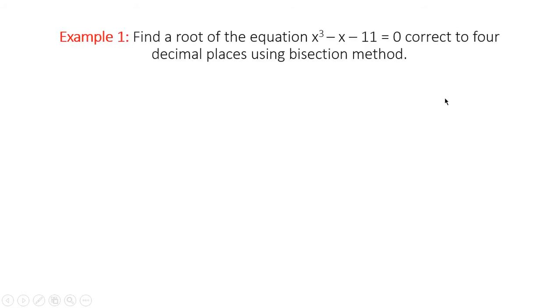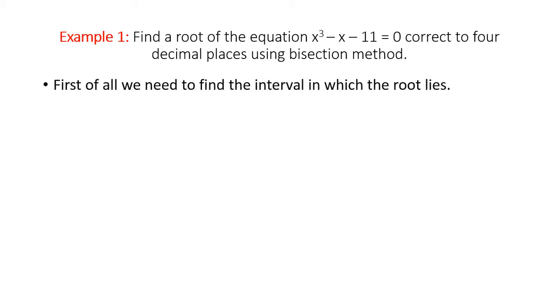In this video we will be doing an example of the bisection method. The example is: find a root of the equation x cube minus x minus 11 is equal to 0, correct to 4 decimal places using the bisection method. We will follow the same steps as we learned in the previous video. First of all, we need to find the interval in which the root lies.